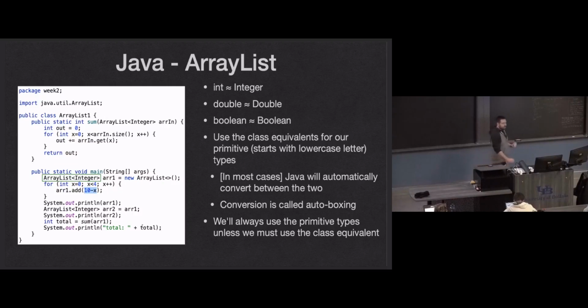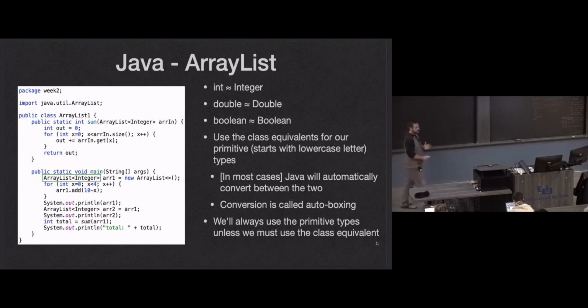We're always going to use the primitive types unless we have to use something else. So this is the first case where we have to use the class types. So I have to use capital I Integer here. Other than that, we're always going to use the primitive types. But primitive types can't be type parameters, so we're stuck with capital I Integer for this case.